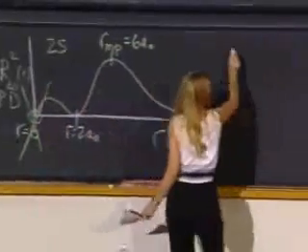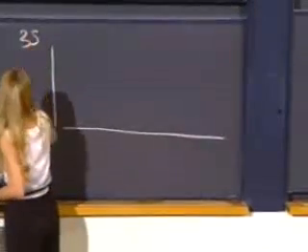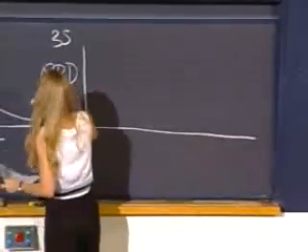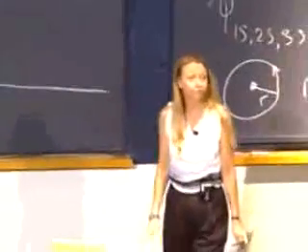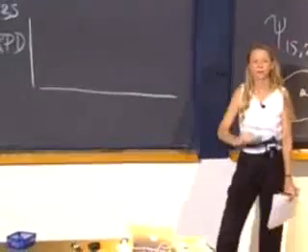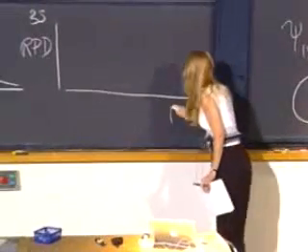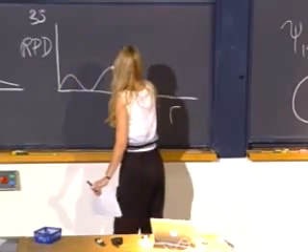Well, let's plot 3s. So here's 3s. This is the radial probability distribution. I take psi for 3s, square it, multiply by 4 pi r squared dr, and do so for all the values of r, and I'm going to get something that looks like this.